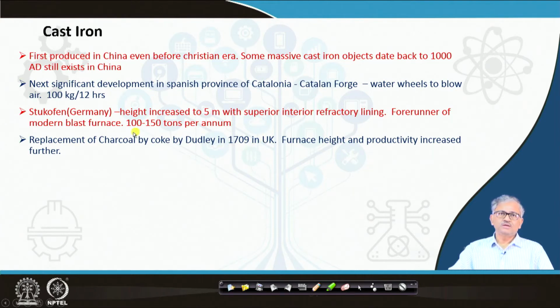So, in the UK, this is a great innovation, that is, the charcoal is replaced by coke. Obviously, in that case you can increase the height of the furnace, because coke is stronger compared to charcoal. Charcoal cannot bear much overburden, so it fragments and produces dust, but coke will not. As a result, with the introduction of coke, you can increase the furnace height and also the productivity.